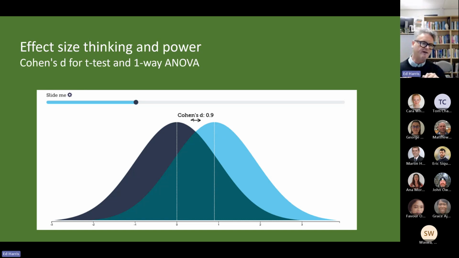Got just a few slides here. One is that in the next few slides, a point I want to make is that for every kind of statistical test, there are different formulations of effect size, and Cohen's d is the very simplest one. This is just a screenshot.